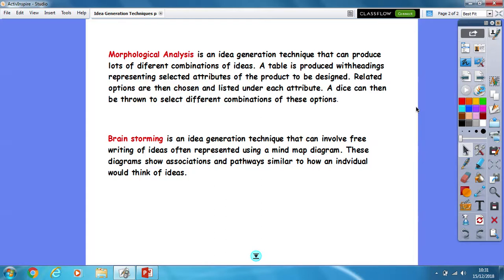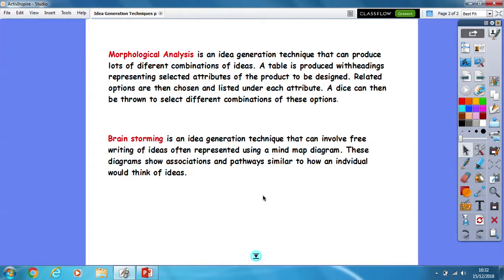So when you describe this, you need to describe it clearly. So let's have a look at the answer. It says morphological analysis is an idea generation technique that can produce lots of different combinations of ideas. That's its advantage. A table is produced with headings representing selected attributes of the product to be designed. Related options are then chosen and listed under each attribute. A dice can then be thrown to select different combinations of these options. And there is enough information there to gain the necessary points.